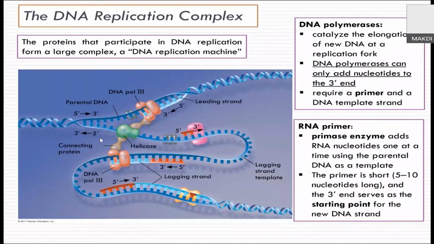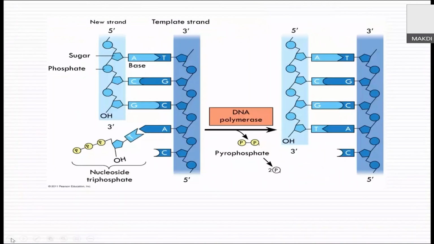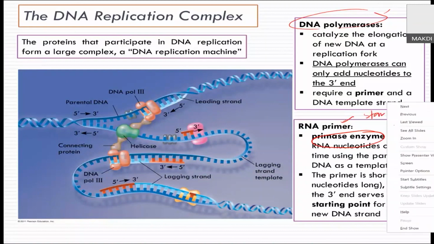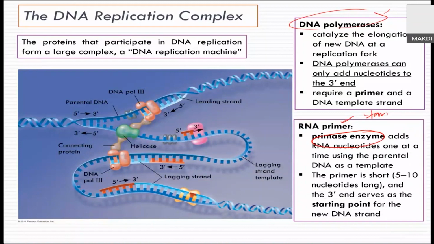Okay, for replication, the most important enzyme is DNA polymerase 3 actually. DNA polymerase and RNA primase enzyme. Because without primer, DNA polymerase cannot synthesize new DNA. Because DNA cannot be created from nothing. So the RNA primer serves as the starting point for DNA synthesis.